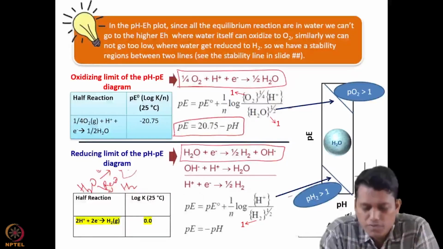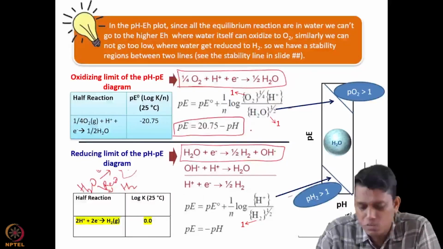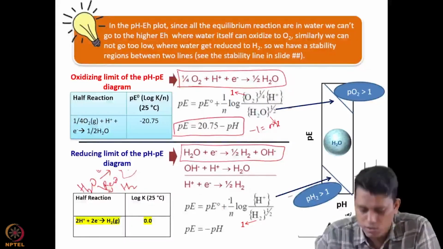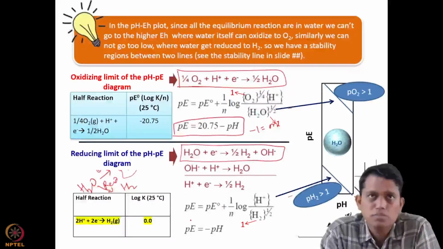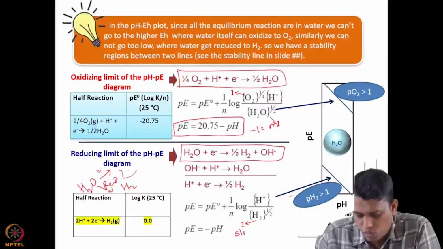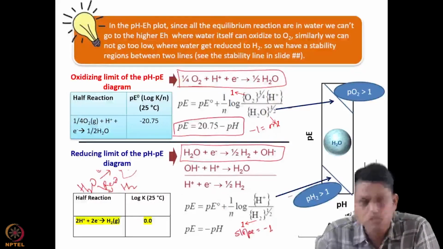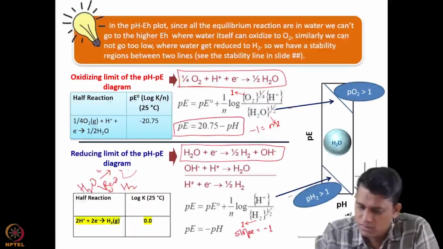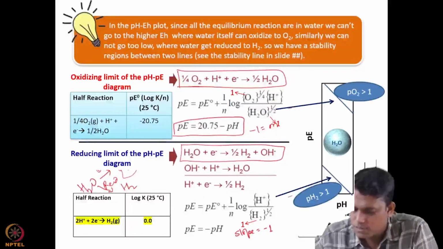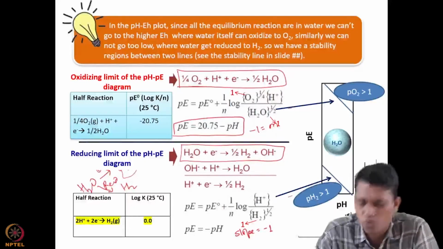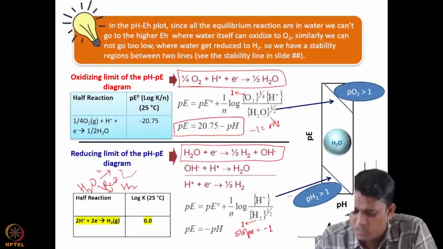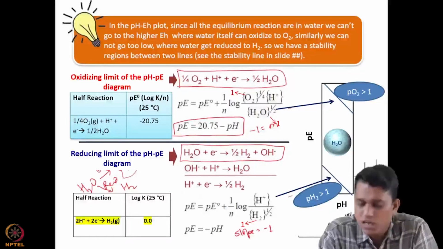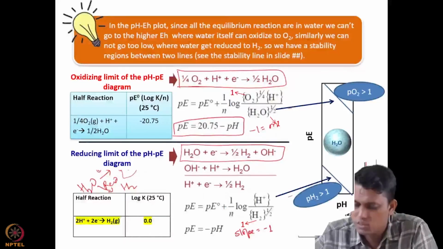pE is equal to 20.75 minus pH, and here we have seen that the slope is minus 1. Here also we have derived the equation for the reducing limit of the diagram, and there also we get a slope of minus 1. And here we can see this is our oxidizing condition. Above this line, the activity of oxygen is more than 1. Similarly, below this line is the reducing limit of the medium. Below this line, the activity of hydrogen is 1. And all the reactions, when we are considering the water medium, should happen inside this zone.